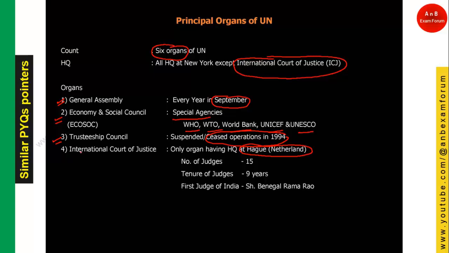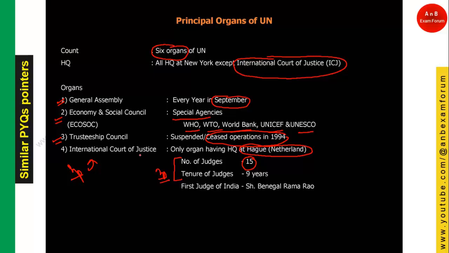A very important organ is the International Court of Justice. As I told you, it is the only organ which has headquarters at Hague, Netherlands. Hague is in Netherlands, and Netherlands is a European country, which you should remember. These two are very, very important pointers. We have seen many questions in previous years, like the number of judges. International Court of Justice has a panel of 15 judges.